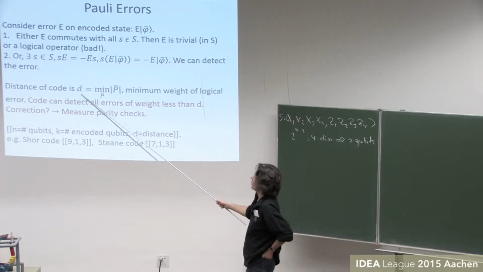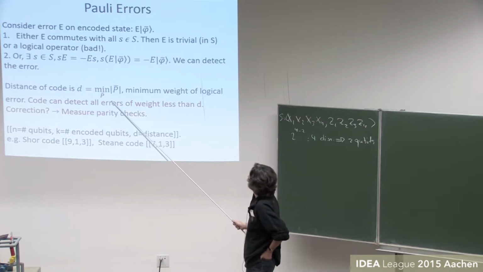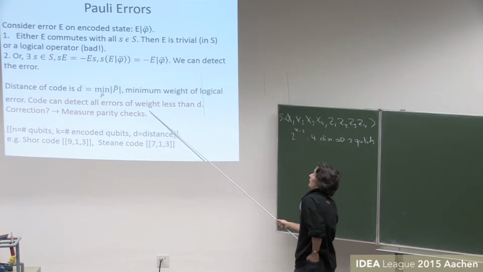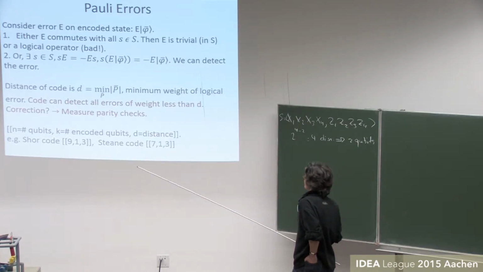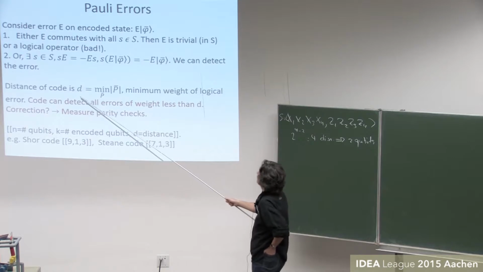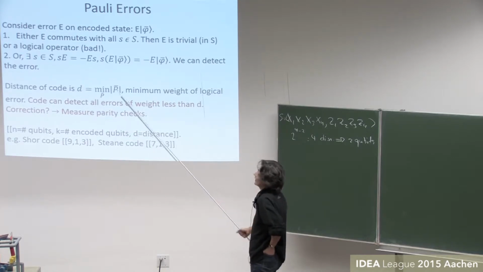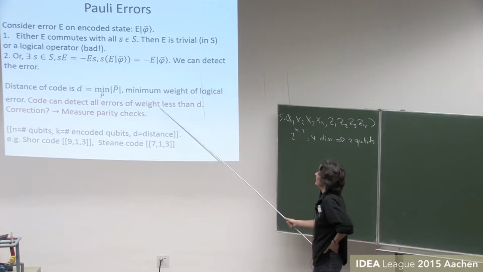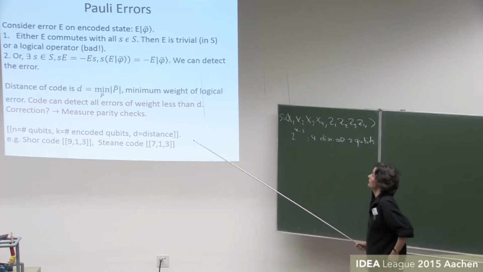The distance of the code, which I also mentioned, is the minimum weight of the logical operators. And a code can detect all errors of weight less than D, because a logical operator has to have minimum weight D or higher. So these errors have to anti-commute with some of the stabilizer checks.